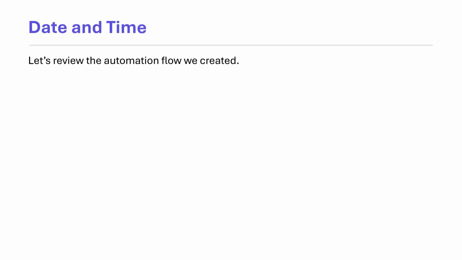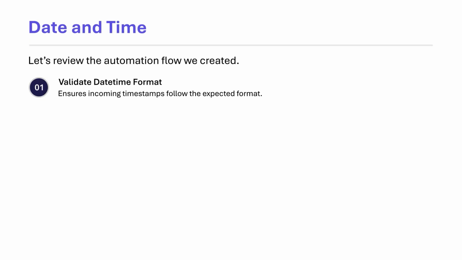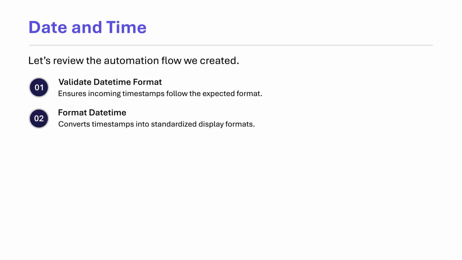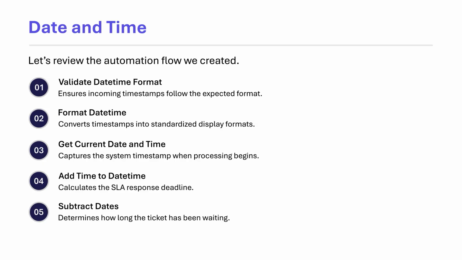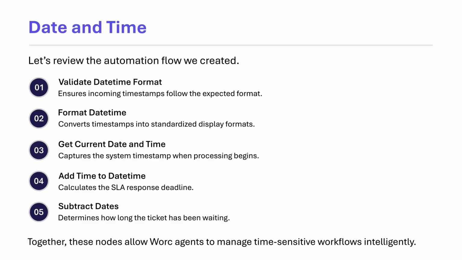Let's review the automation flow we created. Validate DateTime format ensures incoming timestamps follow the expected format. Format DateTime converts timestamps into standardized display formats. Get Current Date and Time captures the system timestamp when processing begins. Add Time to DateTime calculates the SLA response deadline. Subtract Dates determines how long the ticket has been waiting. Together, these nodes allow Worc agents to manage time-sensitive workflows intelligently.